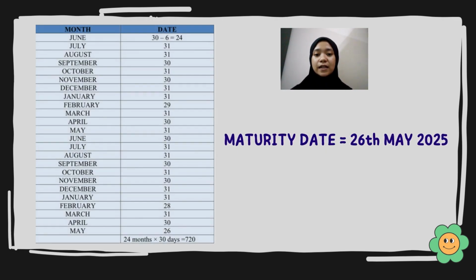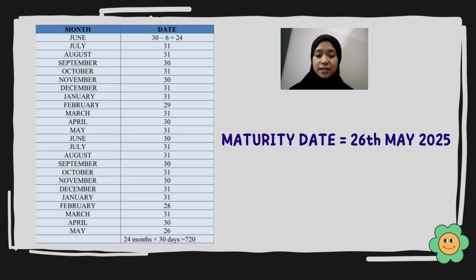So this is the maturity date, where our business calculated by multiplying the time given, which is 24 months by 30 days, which is equal to 720 days. After getting the amount, we deduct our first month of business starting with our business start date, like on 6 June 2023. After that, we add 22 months and 16 days to ensure the exact maturity date, which is the 26th of May 2025.